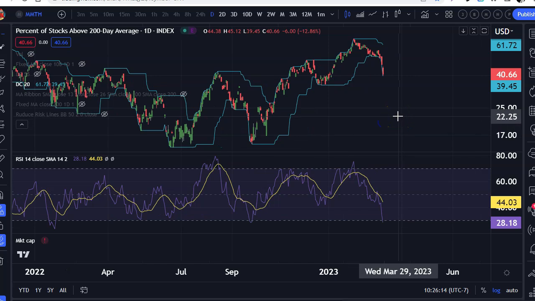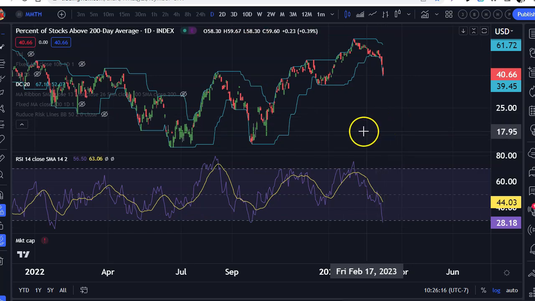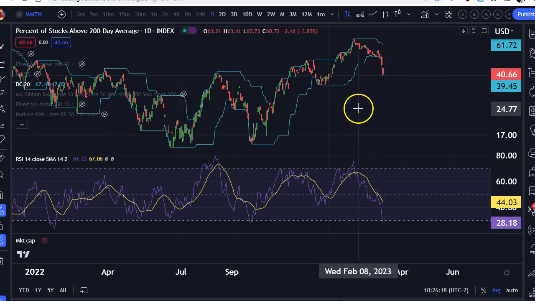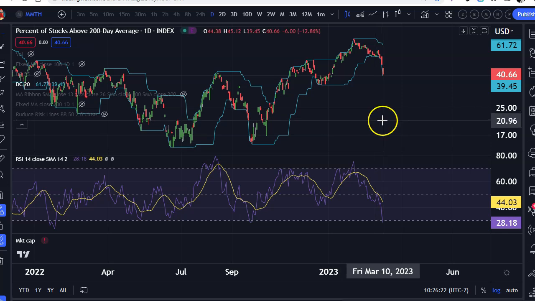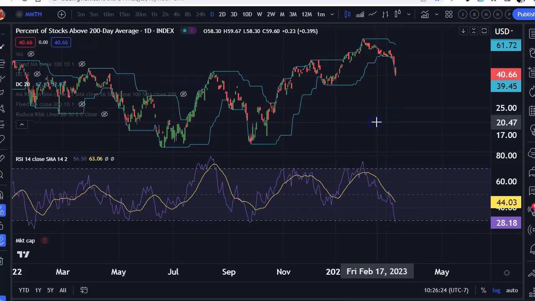I do naked puts. Sometimes I will do vertical spreads on the stocks that I like. But whenever I want to get bearish, I like getting bearish on the S&P because it's not a single stock.